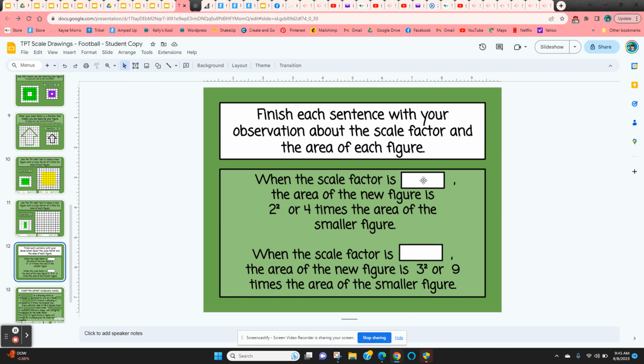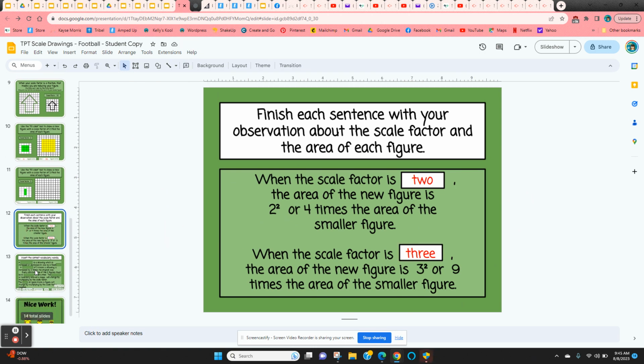Now we're going to recap with the sentence frame. When the scale factor is 2, the area of the new figure is 2 to the second power, or 4 times the area of the smaller figure. When the scale factor is 3, the area of the new figure is 3 to the second power, or 9 times the area of the smaller figure, and so on.